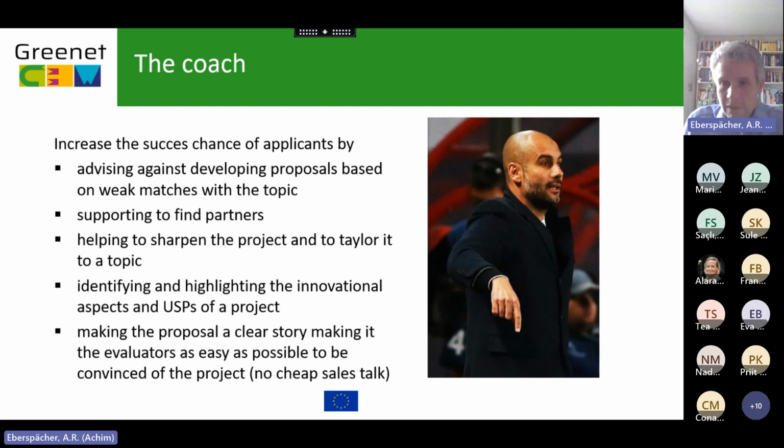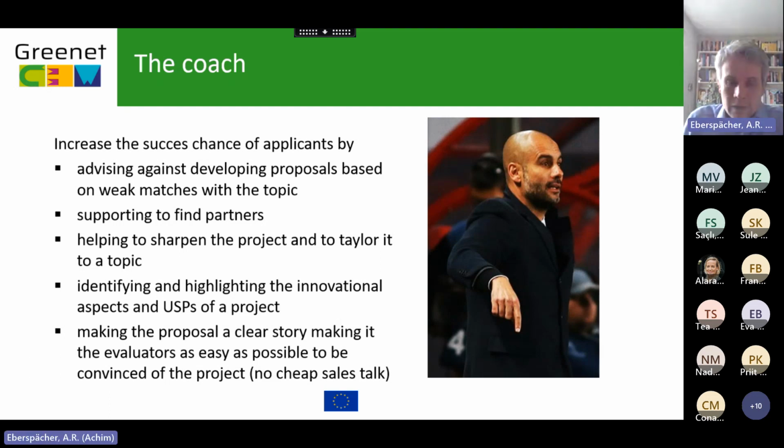Supporting to find partners via our own networks with our colleagues from the Enterprise Europe Network, now also with this Greenet platform. Helping to sharpen the project and to tailor it to a topic. So leave out activities that aren't asked for. Emphasize and make stronger those activities which are in strong demand by the topic.